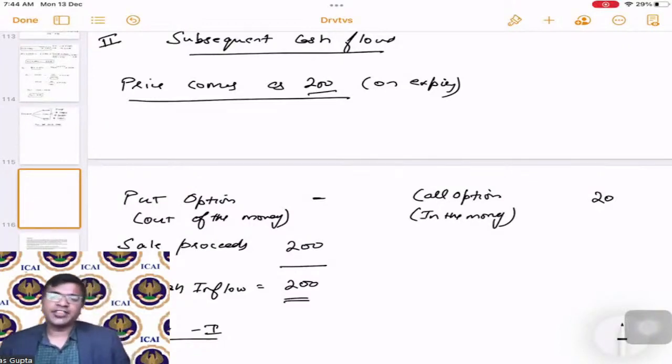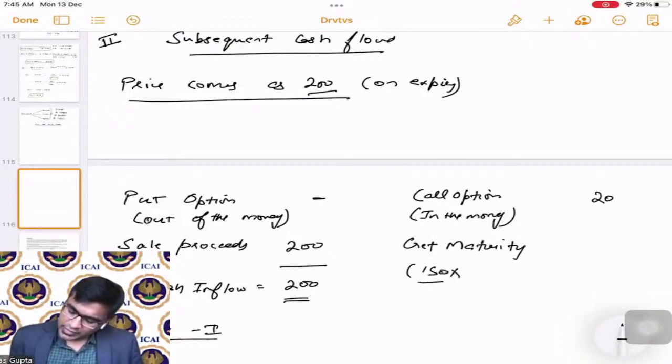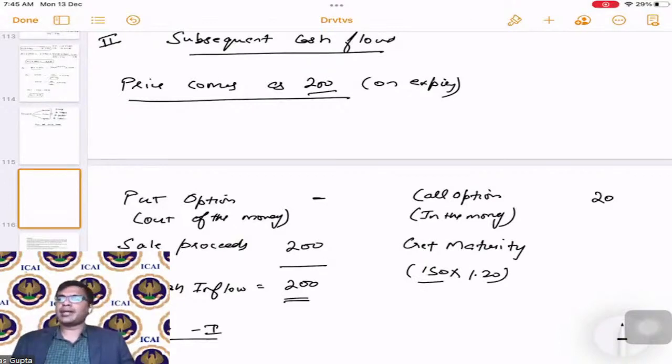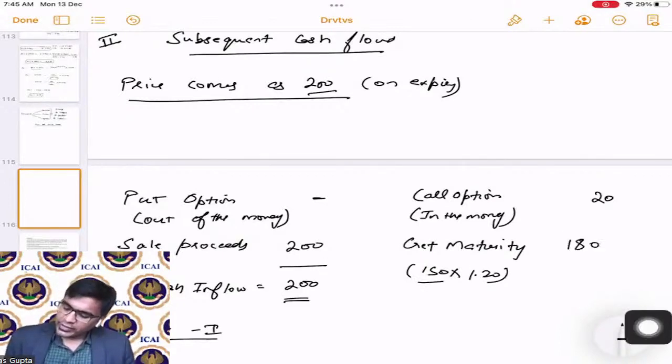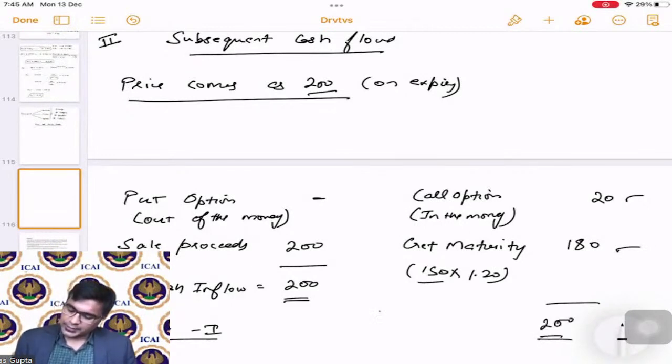Correct? Which is nothing but the difference between the spot price on expiry minus the exercise price. And he will get the maturity proceeds as well. Maturity proceeds, he will get how much? 150 is what he invested at the 20% per annum kind of a rate. So he will get 180 rupees. Ultimately, on settlement, the call option also is settled on a net basis, and this amount also comes to him on a 100% basis. Correct. So 200 rupees is again the total cash inflow here as well.